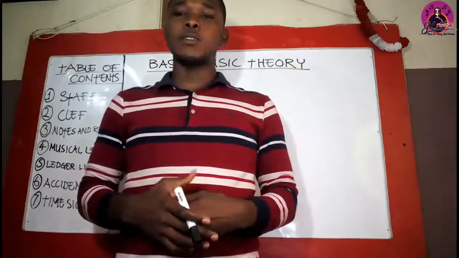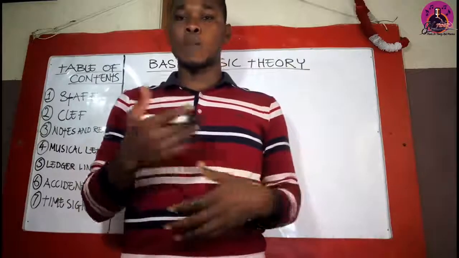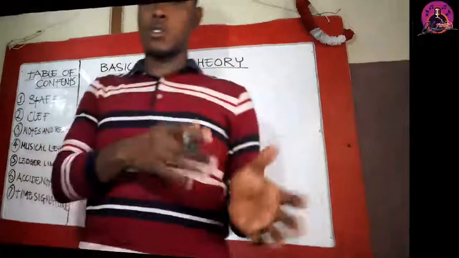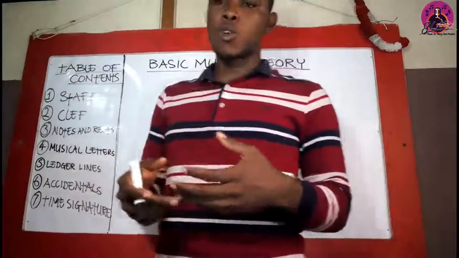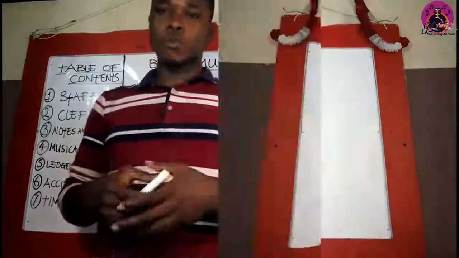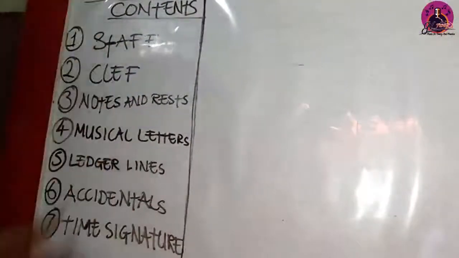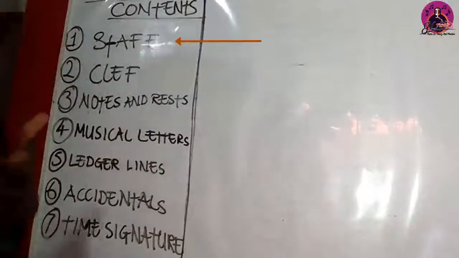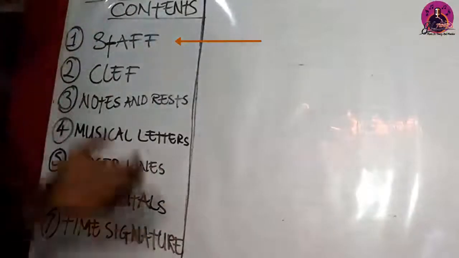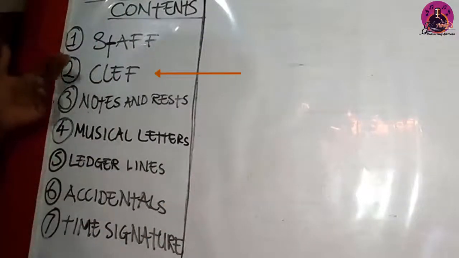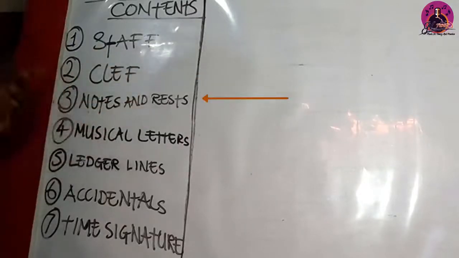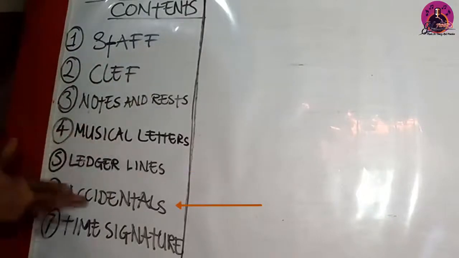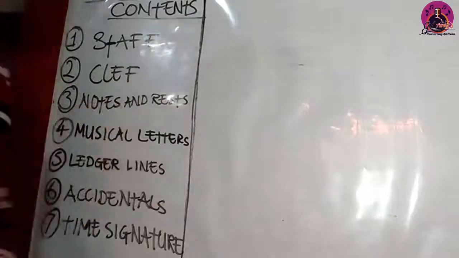Today we are going to learn the music theory that you need before you can play the violin, and it's the basic music theory. The method we are going to be learning today is called staff notation. On this table of contents here we have the staff. That's the most important thing when it comes to staff notation. Then we have the clef, and that will be the treble clef. Then the notes and rests, the musical letters, the ledger lines, the accidentals, and the time signature.